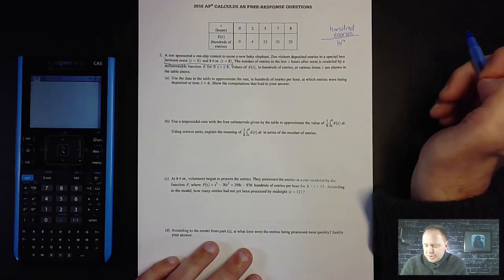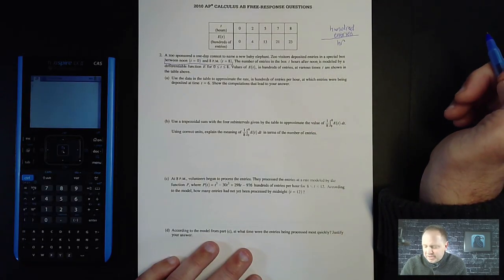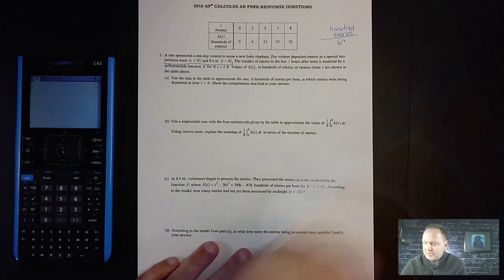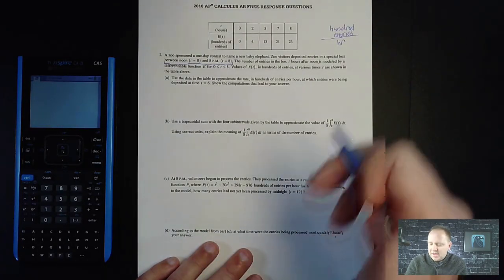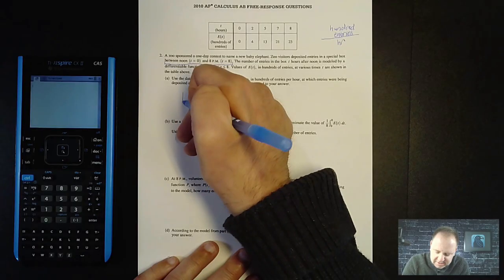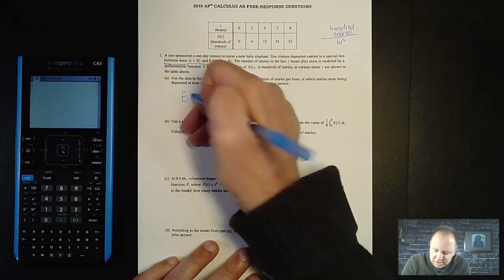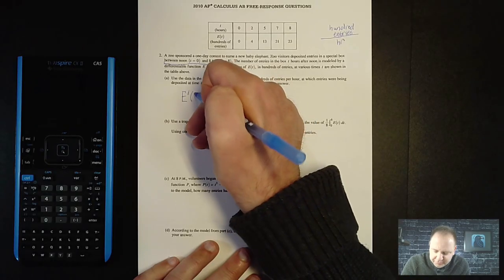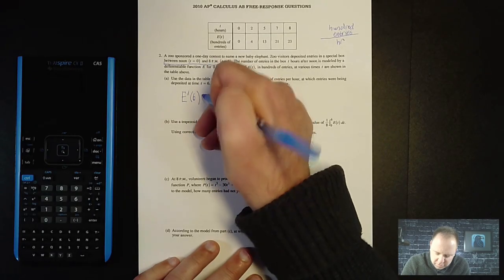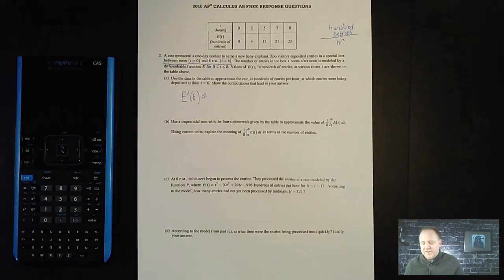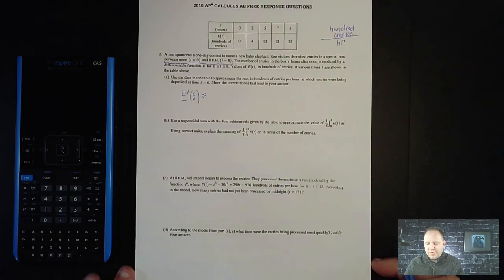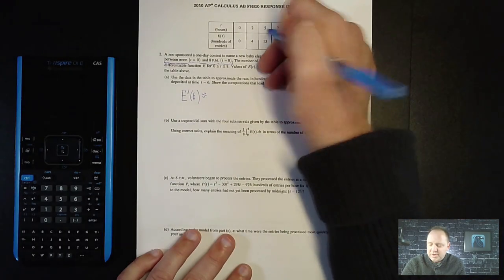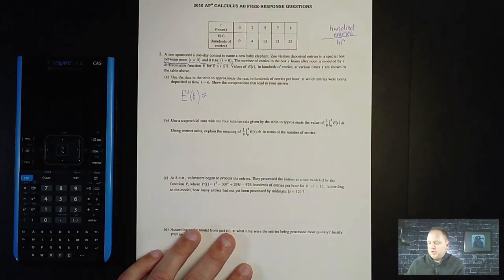Use the data in the table to approximate the rate in hundreds of entries per hour at which entries were being deposited at time t equal to 6. Show the computations that lead to your answer. Well, this isn't that hard. That just means I want to estimate a slope using a secant line for the E of t on a given interval. And the given interval I want is between 5 and 7, because 6 is between that.